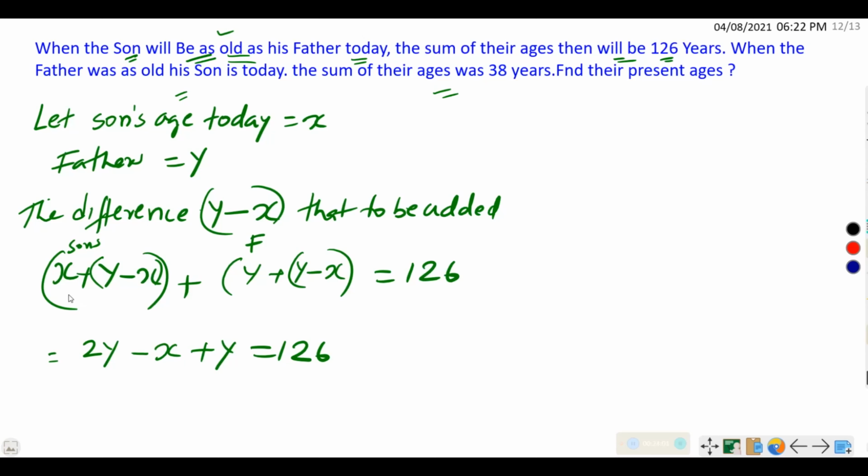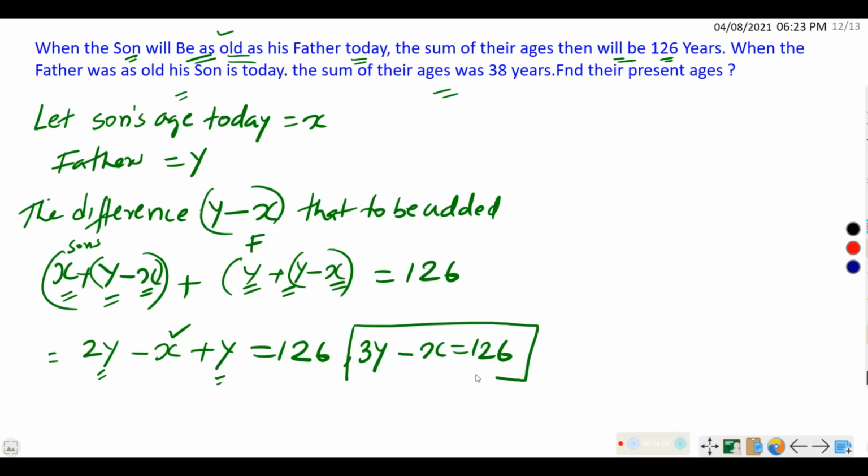You can pause the video and count x here, x minus x both become 0, so the remaining is minus x. Here is a y, another y, 2y, plus one more y, 3y. Okay, I wrote it separately, but it is totally like that. 3y minus x is equal to 126. This is the first equation I can say. Chalo. Okay, so this we got. उससे काम नहीं होगा. Only one equation we got.